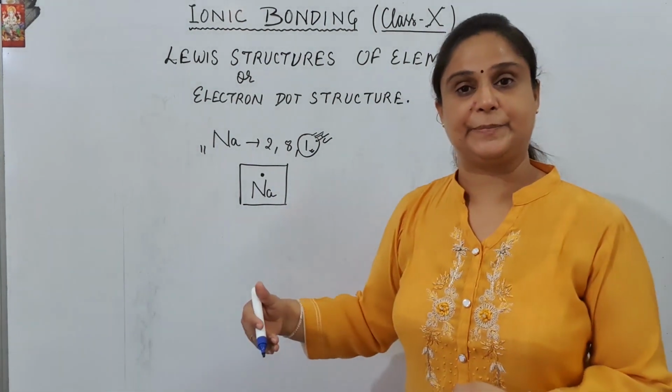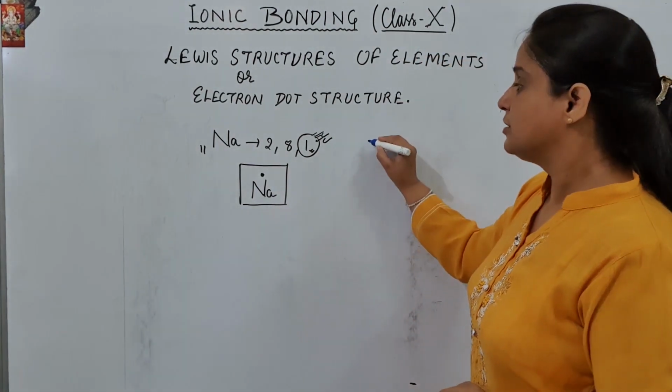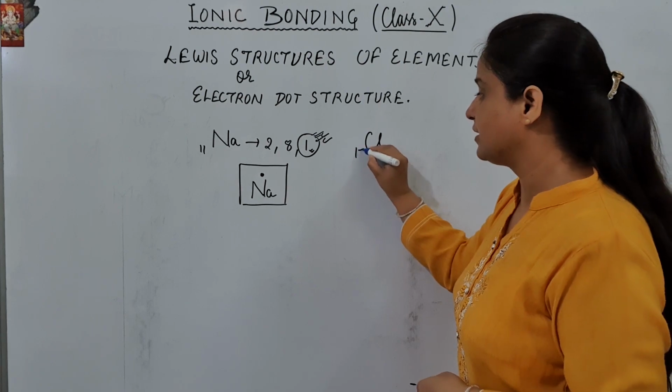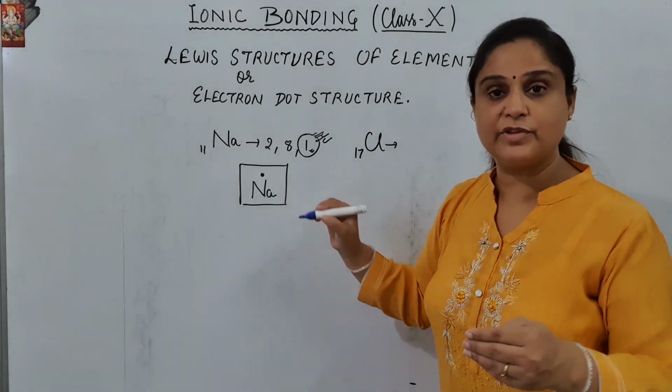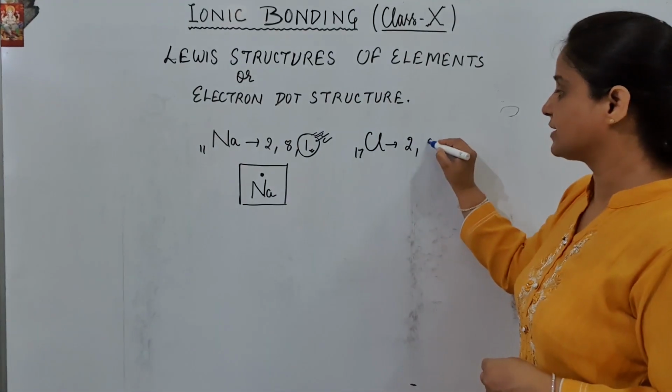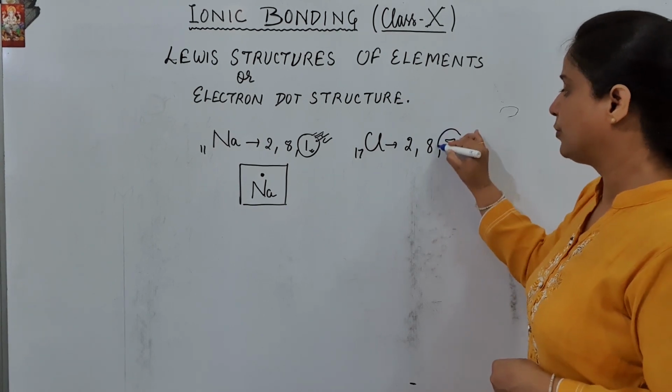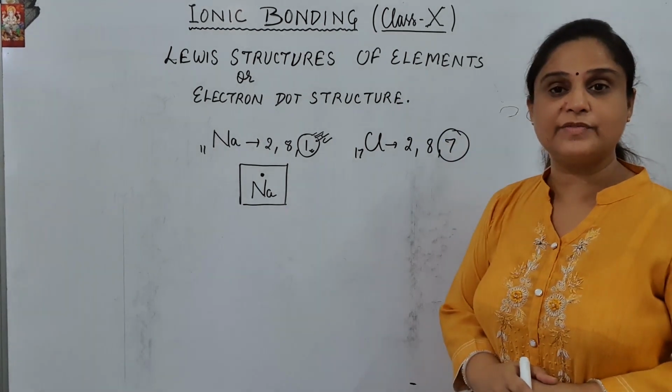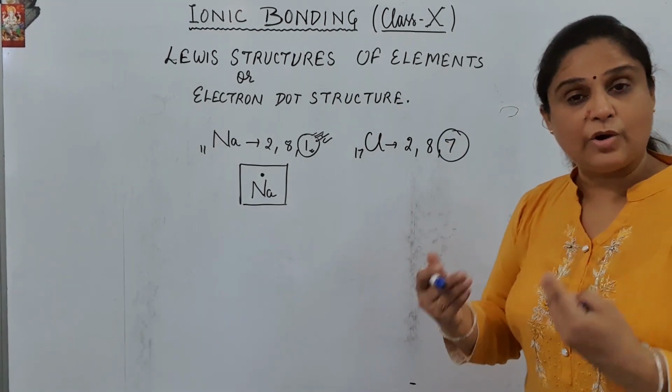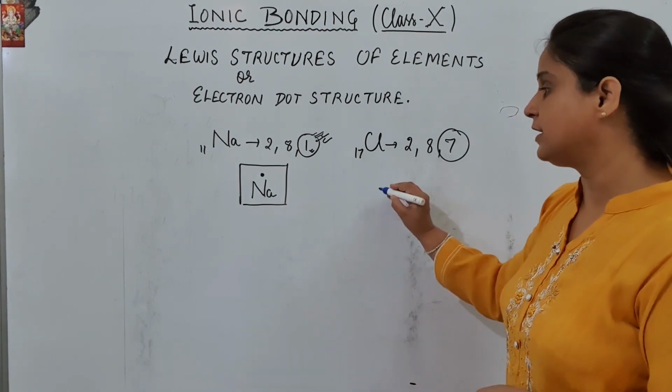If we talk about the Lewis symbol of chlorine, how are we going to draw it? Let's find out the configuration of chlorine. How many electrons are there in the outermost shell of chlorine? 7. So how will we write down the Lewis symbol of chlorine?